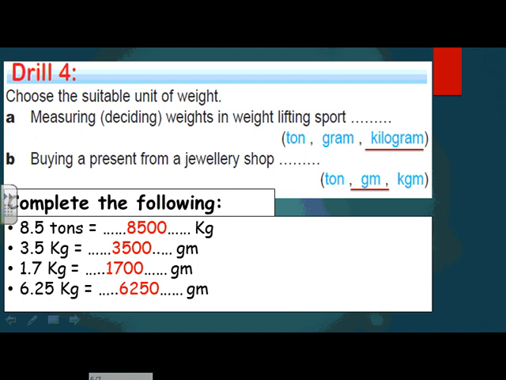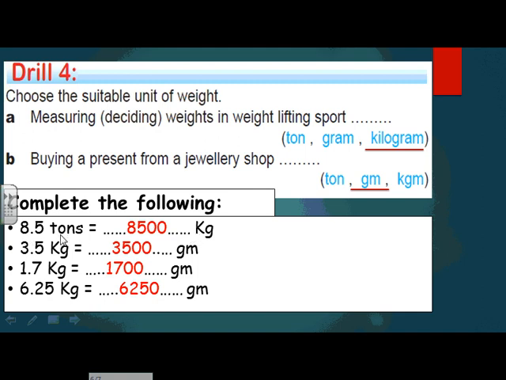Here I'm going to choose the suitable unit of weight. Measuring or deciding weights in lifting sport. Now, am I going to use the ton or the gram or the kilogram? Of course, I'm going to use the kilogram. Buying a present from a jewelry shop. We said we use the gram. Excellent.